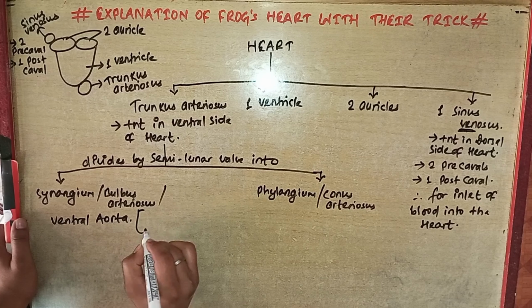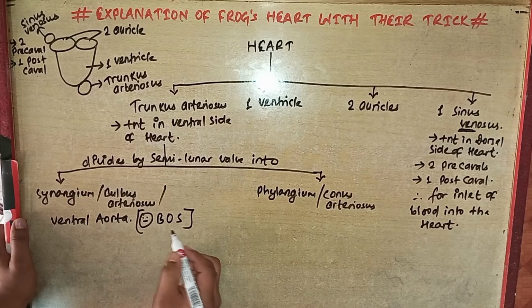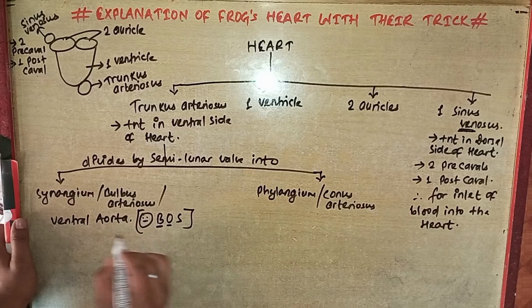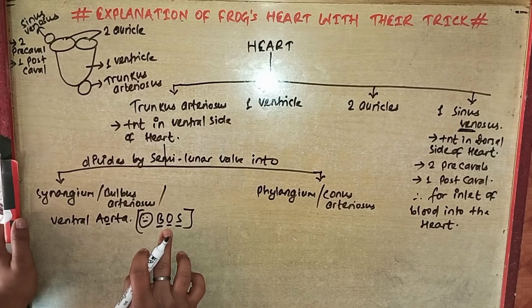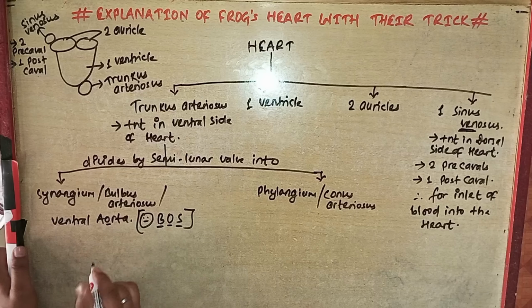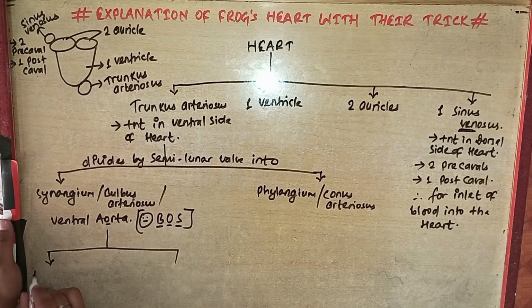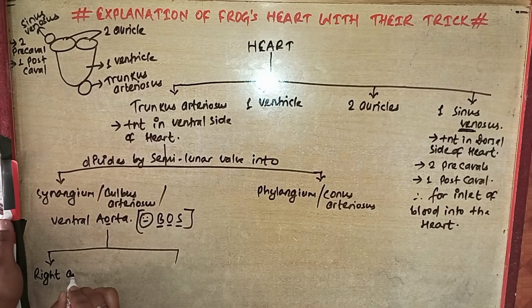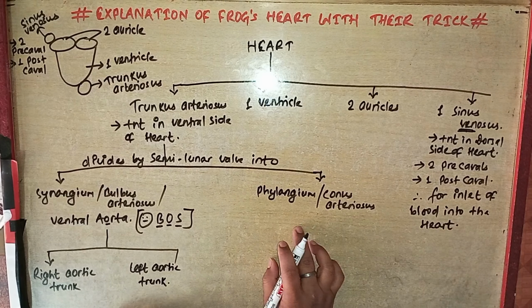Remember BOS. B means bulbous arteriosus, O means ventral aorta, S means synangium. So these three are different names of synangium. This trick will help you a lot. And now synangium is divided into right aortic trunk and left aortic trunk.